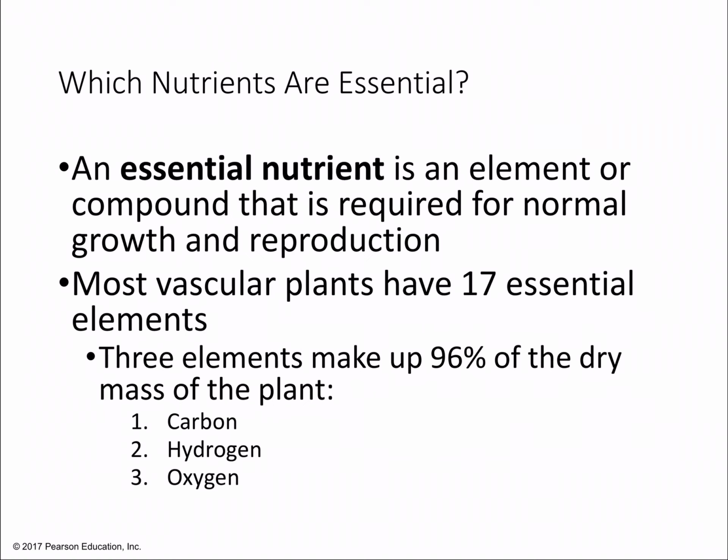So essential nutrients, the term essential tells you that it's obviously important, so it's required for normal growth and reproduction of the plant. Most vascular plants have 17 essential elements, and these three elements, carbon, hydrogen, and oxygen, make up 96% of the dry mass of the plant. And that makes sense, judging by the fact that carbon, hydrogen, and oxygen make up glucose, and that's a very important sugar in breaking down for energy and ATP.